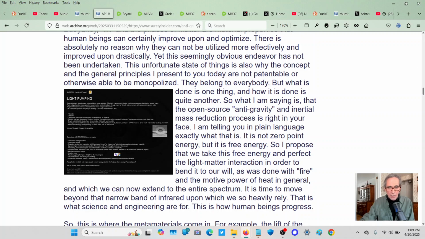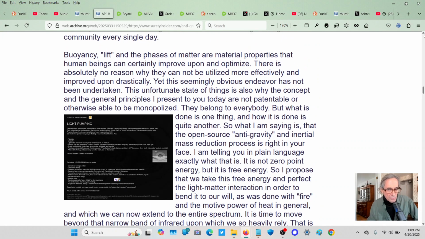Buoyancy, lift, and the phases of matter are material properties that human beings can certainly improve upon and optimize. There is absolutely no reason why they cannot be utilized more effectively and improved upon drastically. Yet this seemingly obvious endeavor has not been undertaken. This unfortunate state of things is also why the concept and the general principles I present to you today are not patentable or otherwise able to be monopolized. They belong to everybody. But what is done is one thing, and how it is done is quite another.